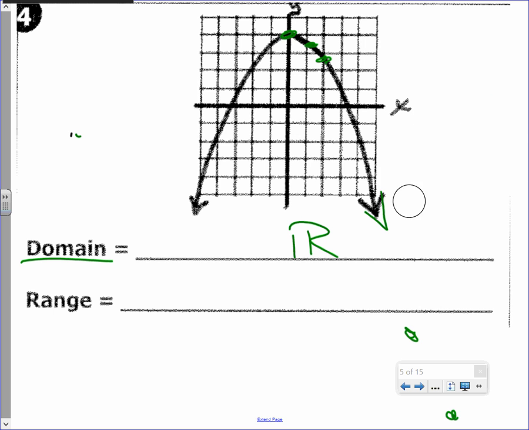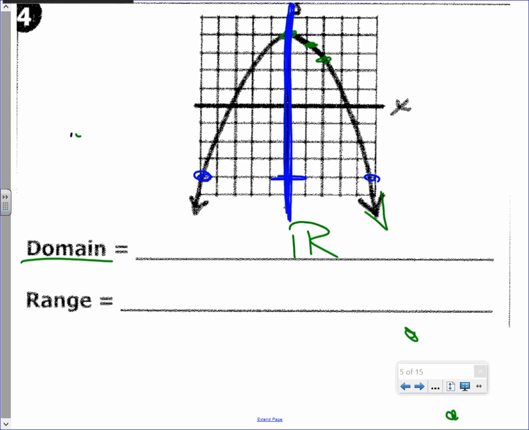So for the range, I'm going from bottom to top on the y-axis. What values can y be now? Let's just start with some negatives just for testing. Can y be negative 1, negative 2, negative 3, negative... Can y be negative 4? Yes, right here and here.